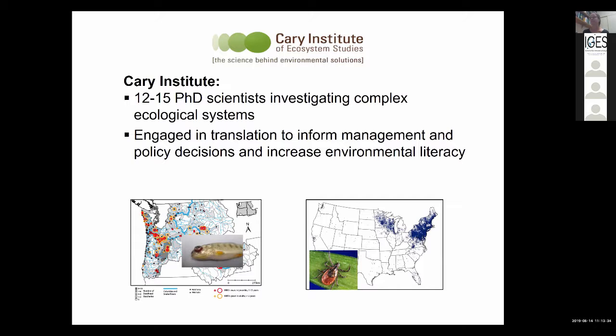We're a private independent research institute. We have about 12 to 15 PhD scientists here. We're currently closer to the 12, but hiring to look for more. We each have our own lab, and we all do research around ecological complexity and ecosystem health. And we don't have degree granting structures here at the Cary, so we don't have grad students and undergrads here regularly.